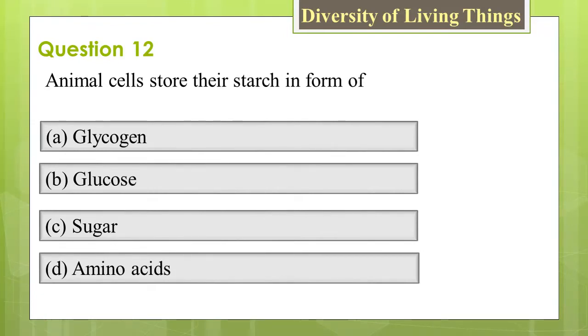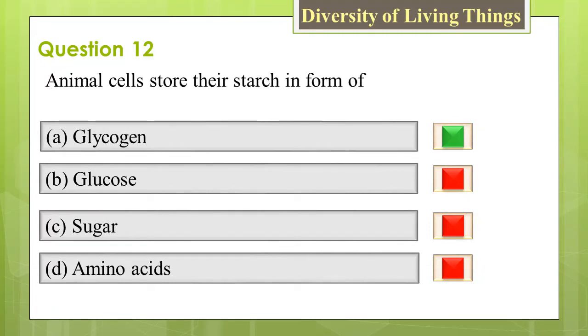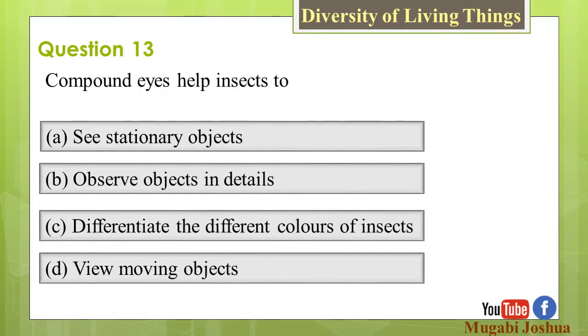Question 12. Animal cells store their starch in form of A. Glycogen. B. Glucose. C. Sugar. D. Amino acids. Which one is the best alternative? The best alternative is A. Glycogen.